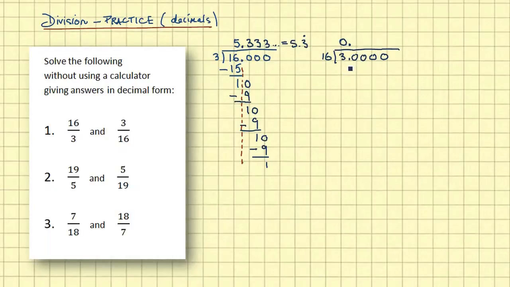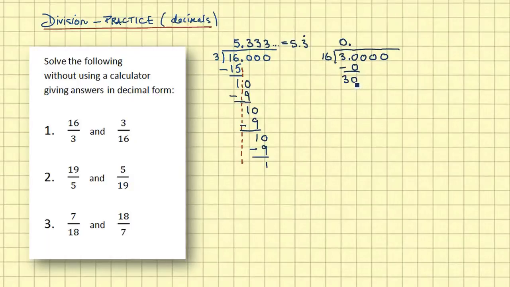So we've got 0 times 16 is probably a good way to think about it. So 0 times 16 is 0 here, and we subtract 0 from 30, giving us 30 again. Okay, so now we've got 16 into 30.